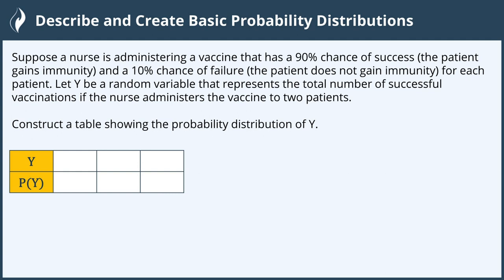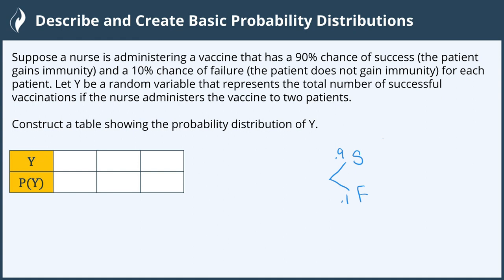I prefer to make a probability tree to help organize my information. So let's start with the first patient. We have 2 options. Either the patient gains immunity and it's successful, or the patient does not and it's a failure. The probability of that success is given to us as 90%, changed to a decimal as 0.9. And the chance of failure is given to us as 10%, which changes to the decimal 0.1.